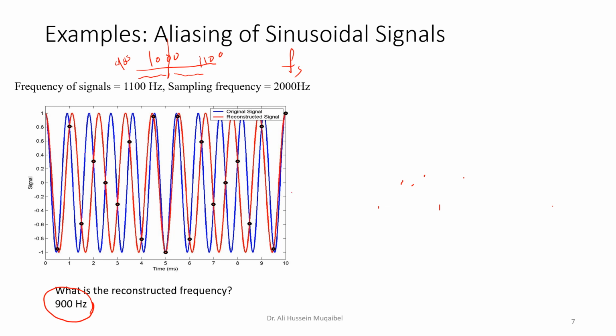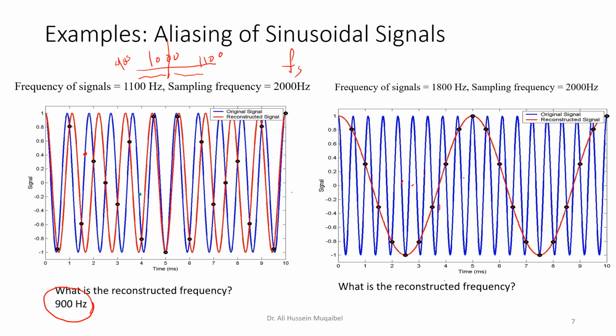So if we had a sample here, this is different between the red and the blue. Another sample here, for example, is different. But if we take samples only at the crossing points, then we are not sure, is it the blue or the red signal? We always pick the low frequency. Let's try another example.